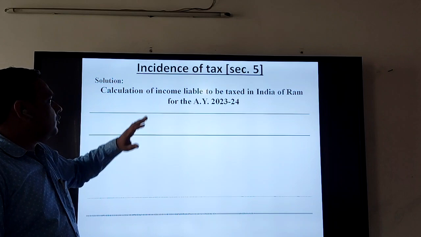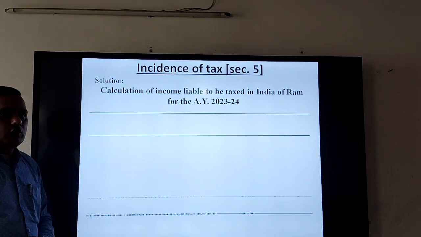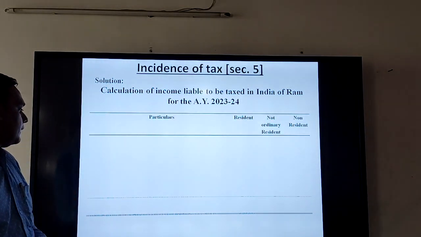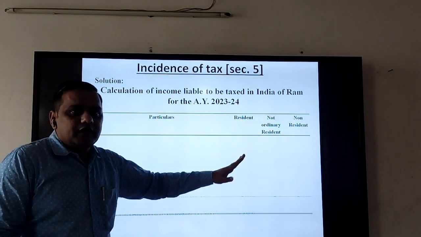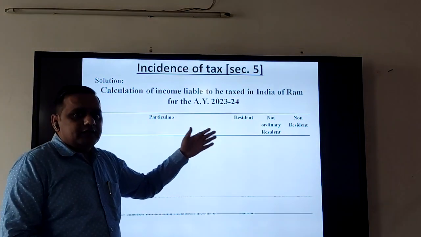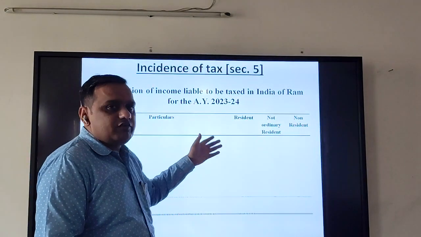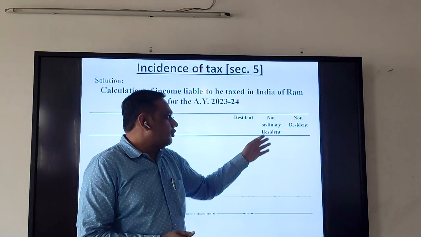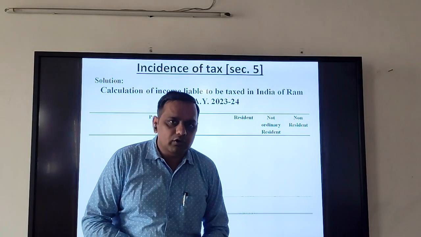This is the calculation of income liable to be taxed in India for Ram for the assessment year 2023-24. The basic thing, we will create the format which we have seen earlier also, that is particulars, and then there are three types of residential status which we are assuming that Ram may either be resident or not ordinary resident or non-resident.